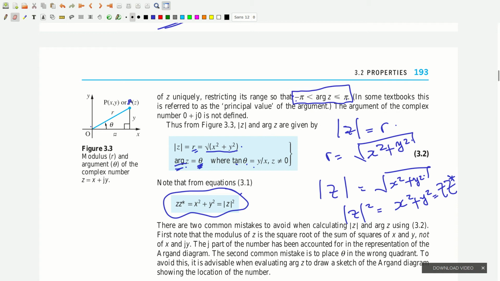So here we know that we can write x as r cos theta, and then y can be written as r sine theta. So rather than saying the complex number is x plus jy, we can say that it is r cos theta plus j r sine theta.